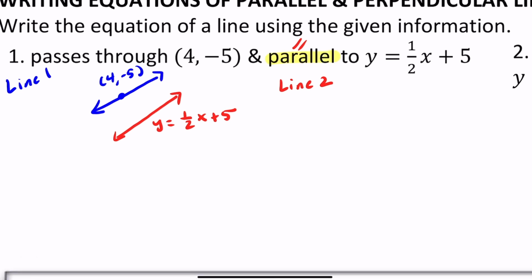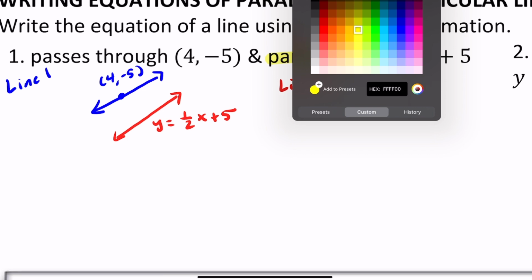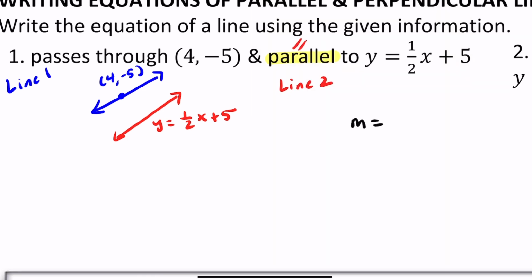So we know that the key word here is parallel, so these two lines should have the same slope. So what's the slope? Well, the slope is already given. We can look at this equation here, y equals 1/2 x plus 5. The slope is 1/2. So I'm going to write that down. The slope is 1/2. And I can see that I have a point here and a slope there.